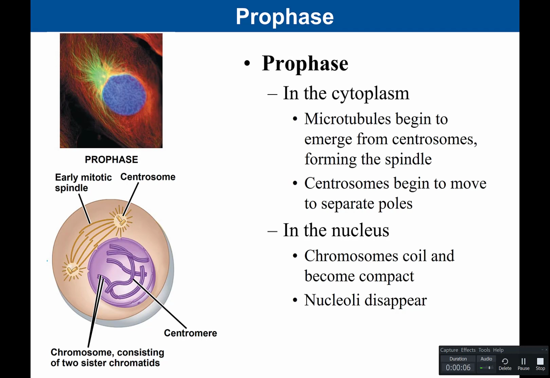So this is where they're going to start to wrap very tightly around those histone proteins, and they're going to fold back on themselves. And so if you look in the nucleus of this fluorescent cell up here, you can start to see these little squiggly lines in the nucleus. Those are going to be the chromosomes that are beginning to compact. During prophase, the nucleoli also disappear. You can see that the mitotic spindle is forming, and the centrosomes are beginning to move towards opposite poles.